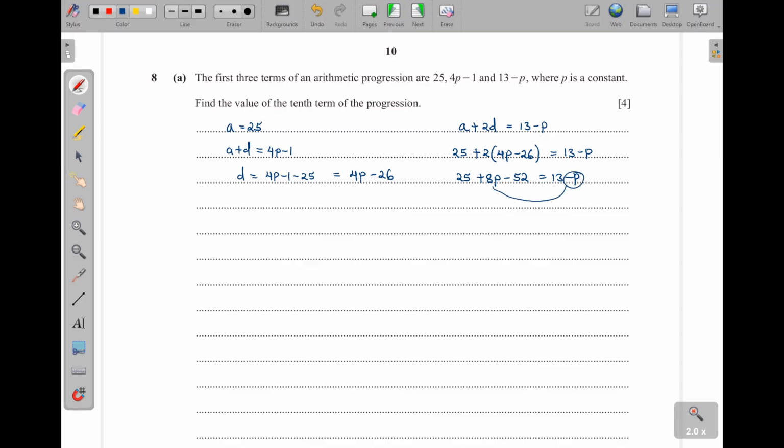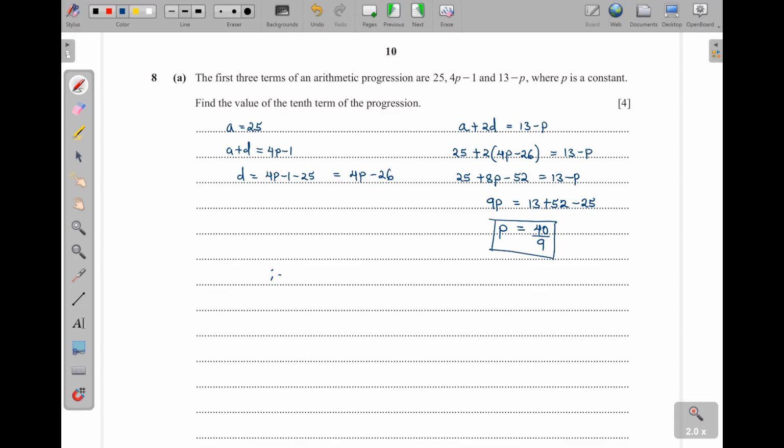So this will be 25, then plus 8p minus 52, equal to 13 minus p. When this p crosses here, it will add up to this, so we shall get 9p. Then 13, when this one crosses, it becomes a plus, so plus 52, that will be 65. Then minus the 25 when it crosses gives us 40, right? So p is going to be equal to 40 divided by 9.